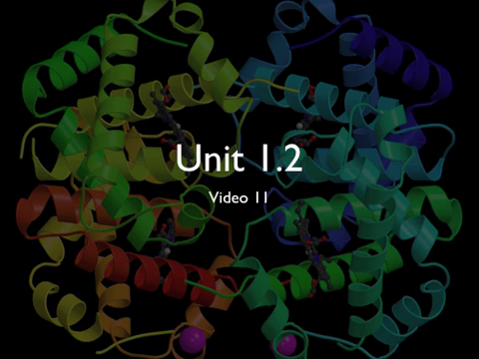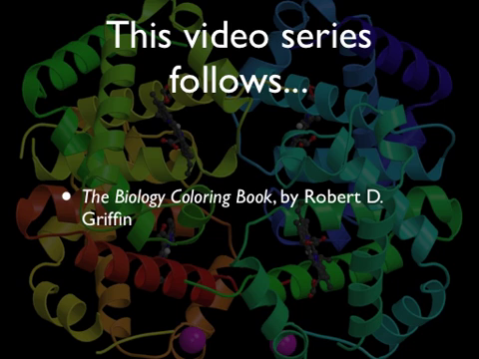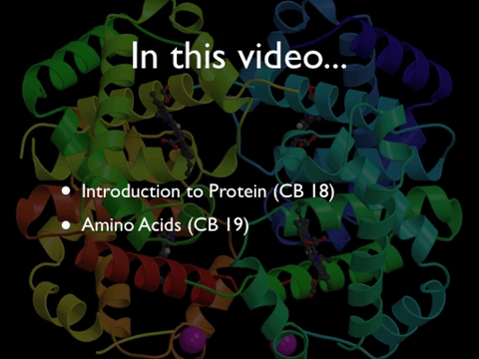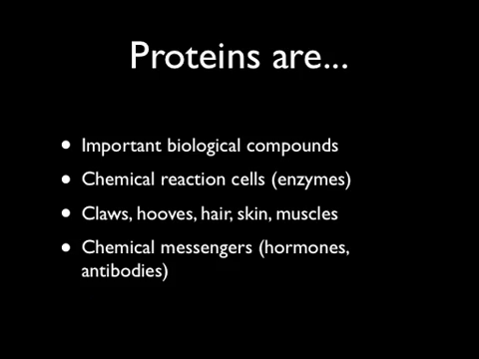Hello and welcome to Unit 1.2, Video 11 for Mr. McGee's 9th grade biology course at Arizona School for the Arts. This video series follows the biology coloring book by Robert D. Griffin. In this video, we're going to take an introductory look at proteins and amino acids.